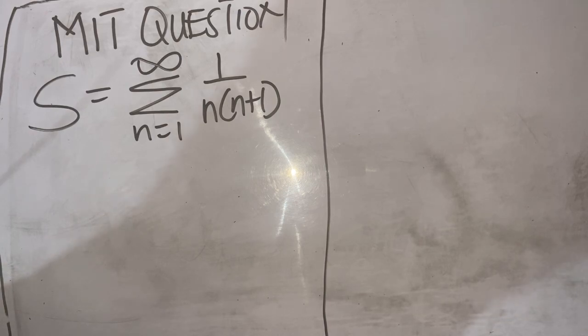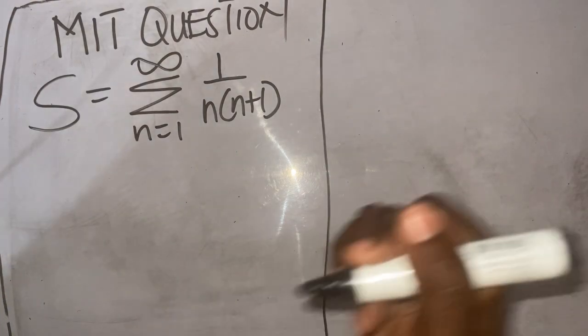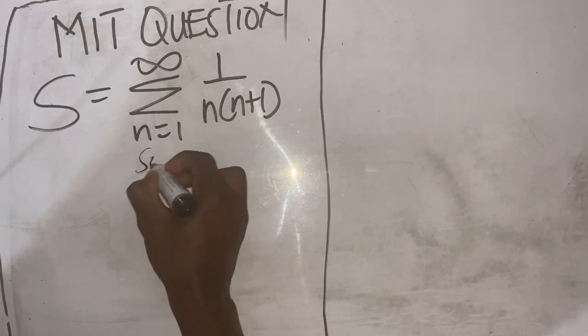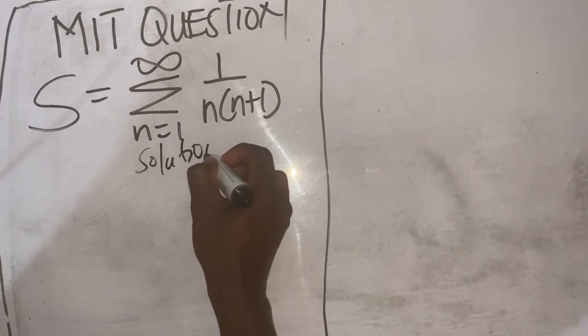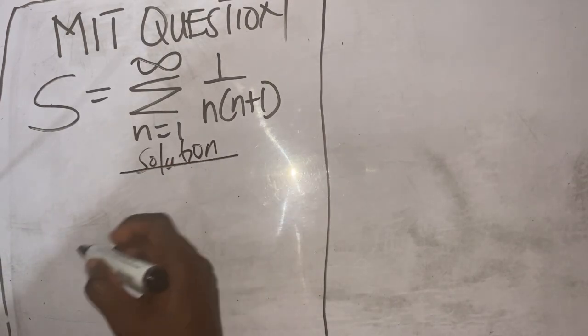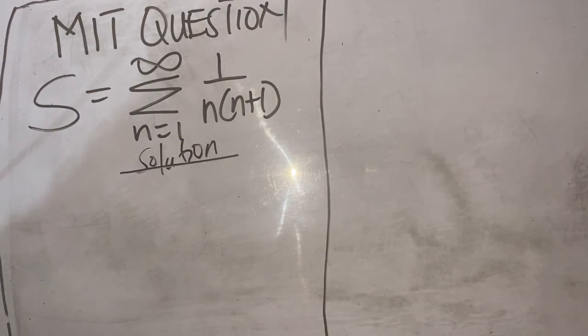Now in this section we are given an MIT question. It says that the series is equal to the sum from n equals 1 to infinity of 1 over n into bracket n plus 1, and we are to find the sum of the series, right? So now let's look at what we are going to do. In solving this, we are just going to use partial fraction decomposition.